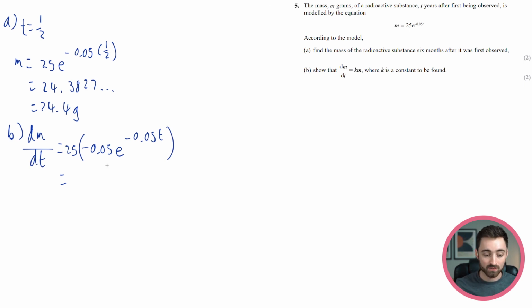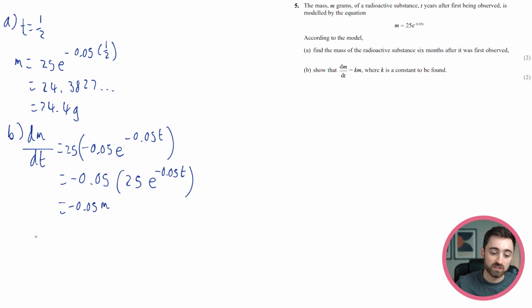Okay, well, what's m? m is basically this exact thing, but without this. So if I was to rewrite this, I'm not even going to work this out. I'm just going to write minus 0.05 multiplied by 25 e to the minus 0.05t. Why have I done that? Because that's m, isn't it? So this is just going to be minus 0.05m. So k is just minus 0.05.